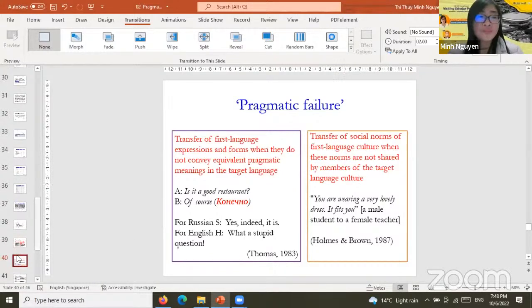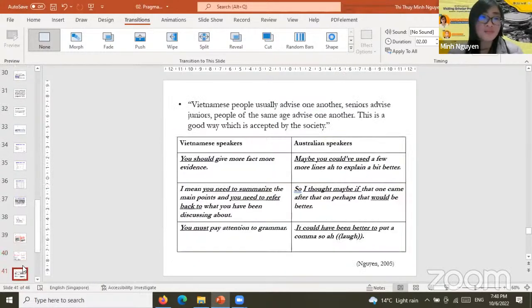Okay, sometimes you make both kinds of pragmatic failure as well, and these examples are from my own PhD thesis. For my PhD study, I looked at how Vietnamese students and Australian students give constructive criticism on their peers' essay.